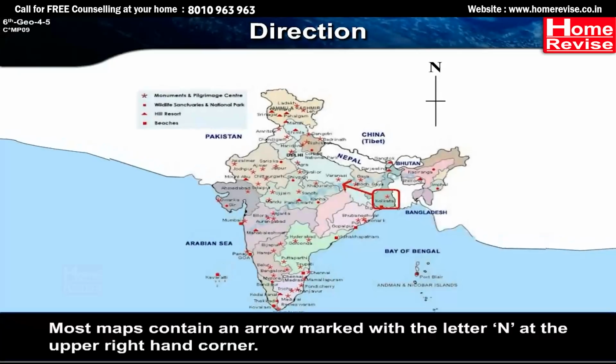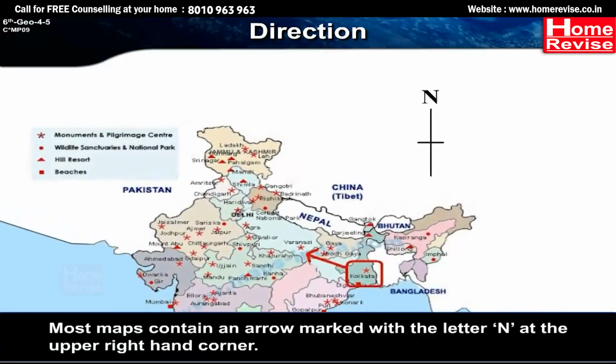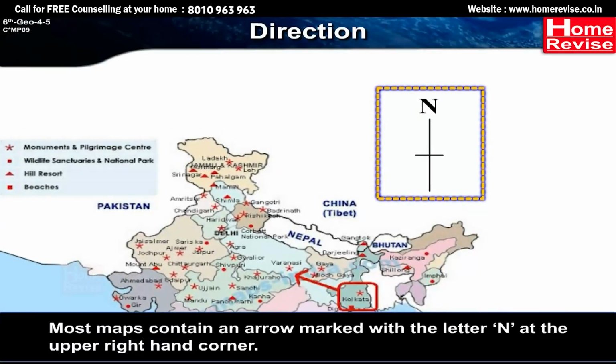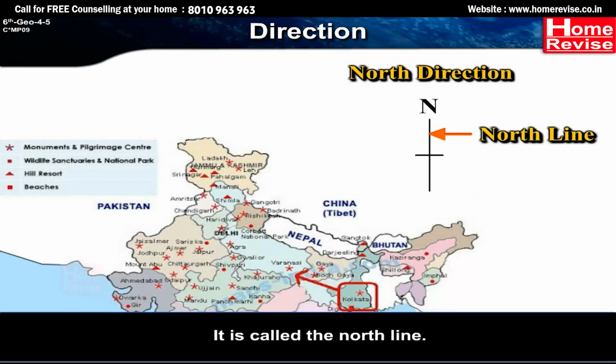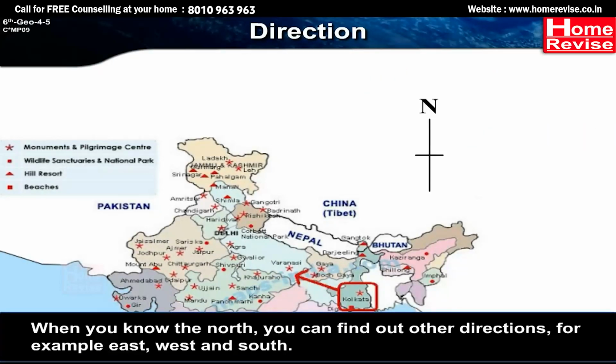Direction. Most maps contain an arrow marked with the letter N at the upper right hand corner. This arrow shows the north direction. It is called the north line. When you know the north, you can find out other directions, for example, east, west, and south.